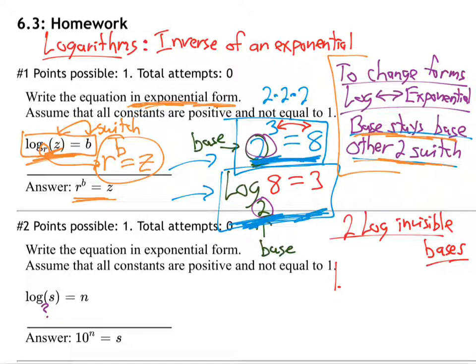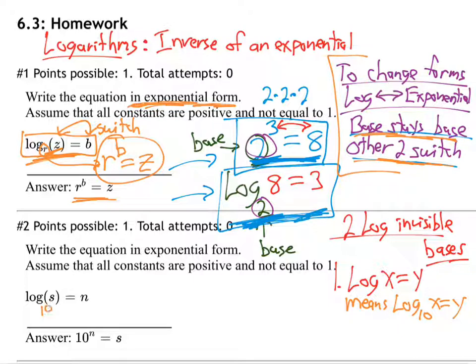Number one, if they just write log and they don't show anything, like log of x equals y, that means log base 10. It's kind of weird, huh? We have an invisible 10. So if they don't put any number down by the log, it means there's an invisible 10 there. Now, I'll tell you about the other one later. There's a second case. We'll get to that later.